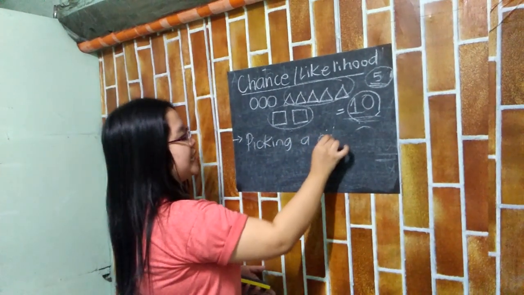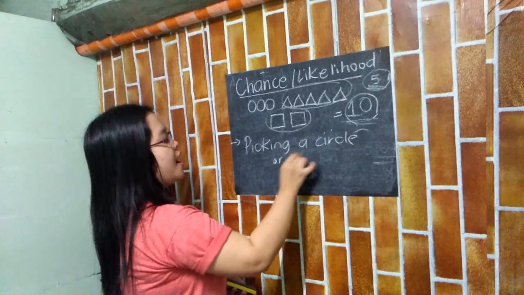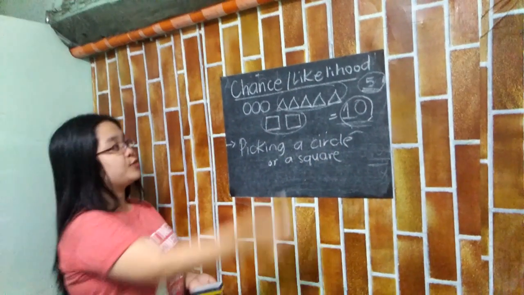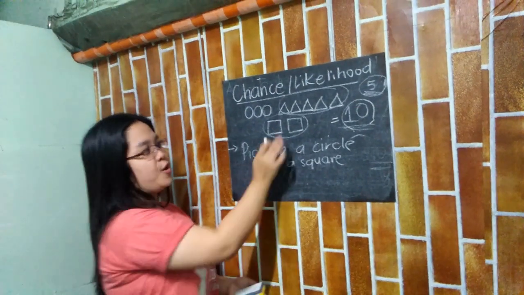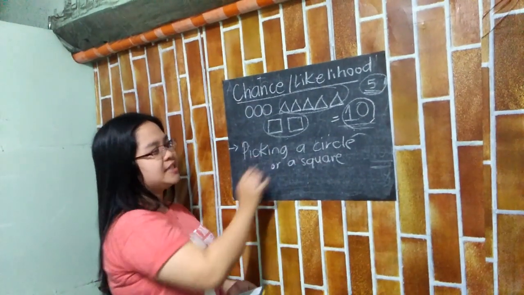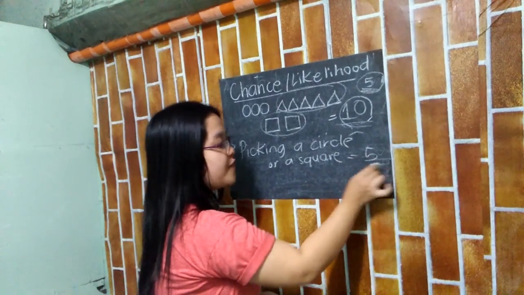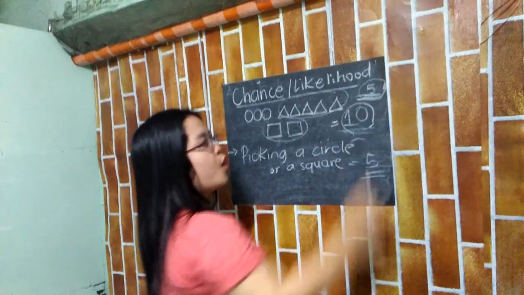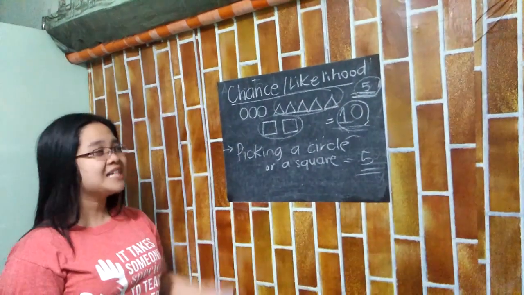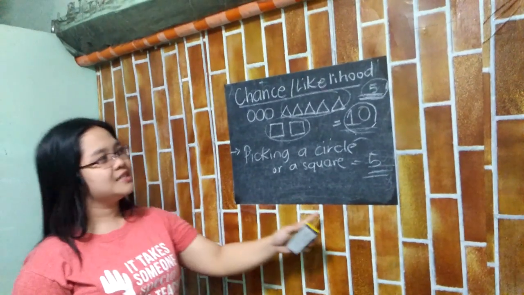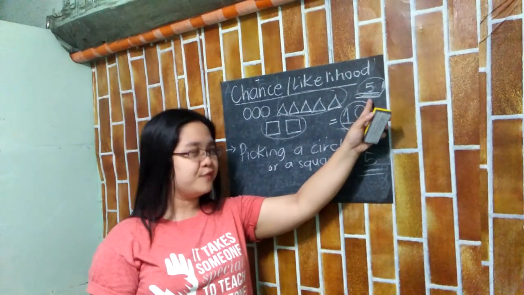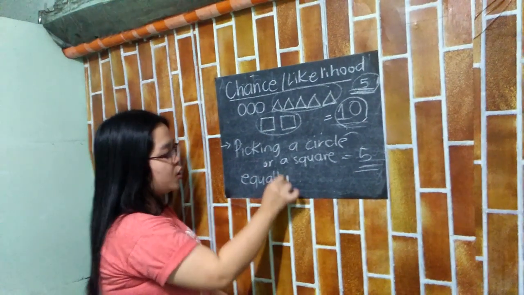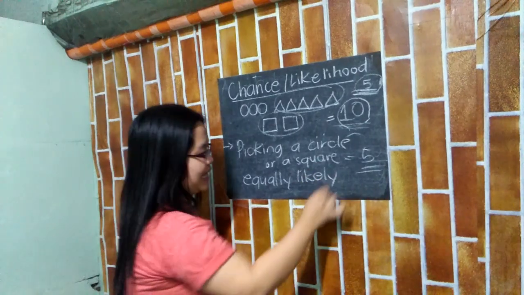Picking a circle or a square. How many circles do we have on the illustration? So we have 3. How about the square? We have 2. When we combine them together, we get 5 shapes, which is equal to the half of the possible outcome. If the given event is totally equal to the half of the possible outcome, that chance is what we call equally likely.